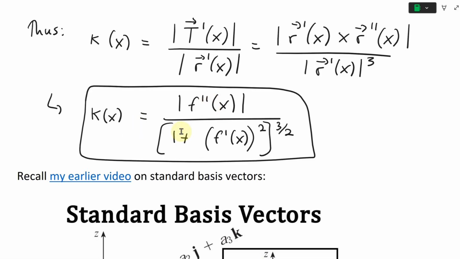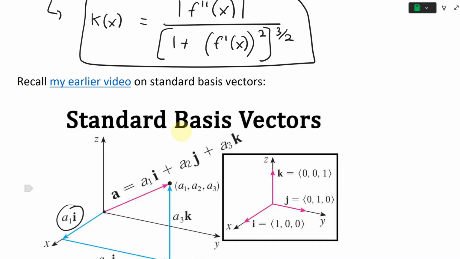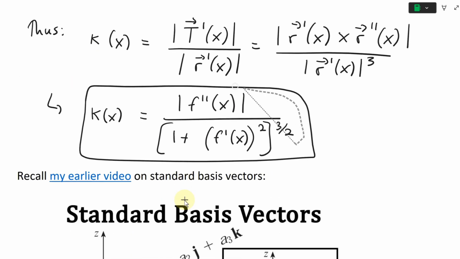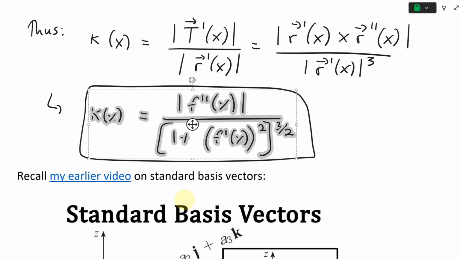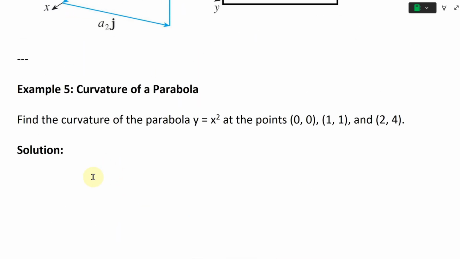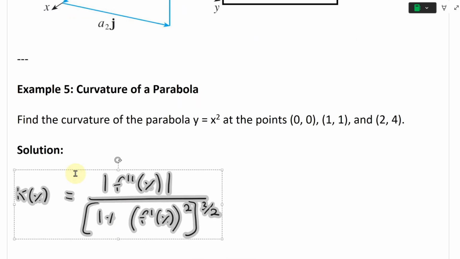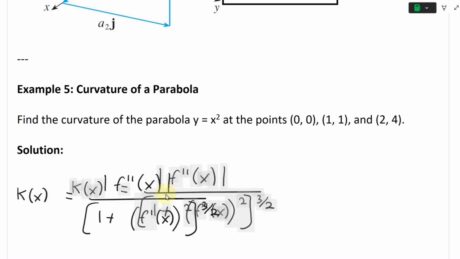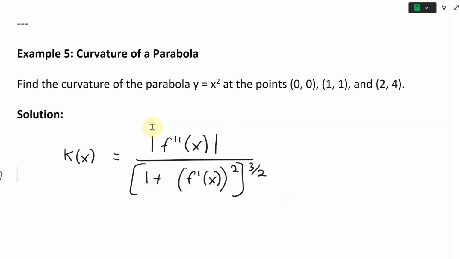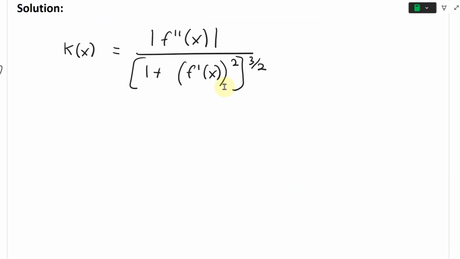So what I'll do is just copy this to make things easier. Whoops, I'll scroll back up here. I'll copy this and paste it there, just so we save some time. All right, copy and paste it right here. So this is our curvature. And now we just need the second derivative and so on.